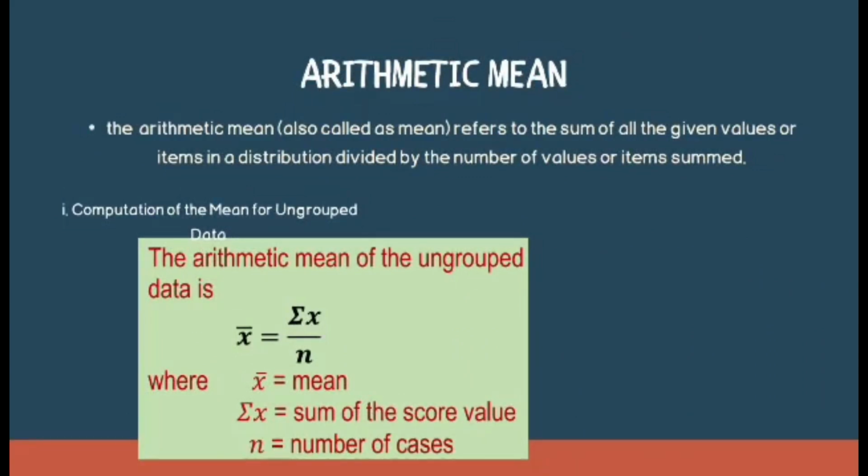Arithmetic mean. The arithmetic mean refers to the sum of all given values or items in a distribution divided by the number of values or items summed. So below shows the computation of the mean for ungrouped data. The arithmetic mean of the ungrouped data is mean equals the sum of the score values over the number of cases.